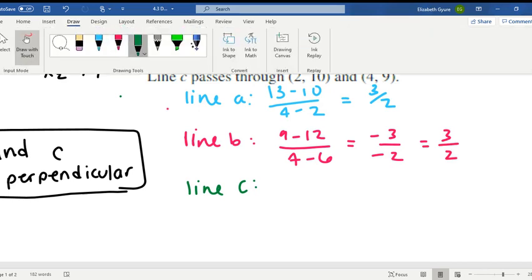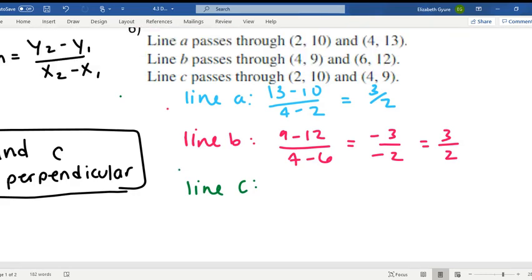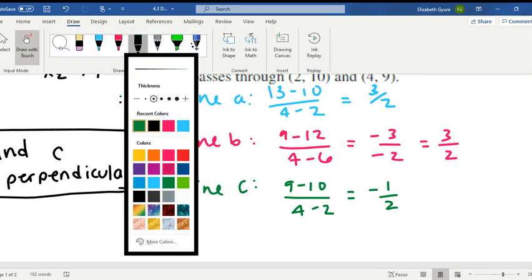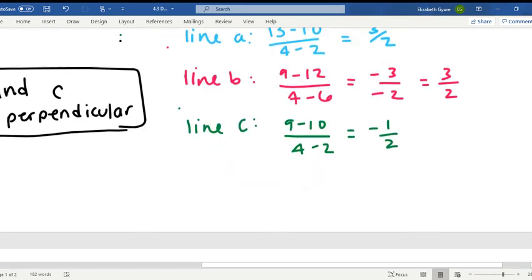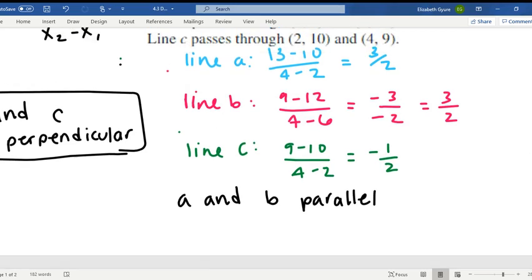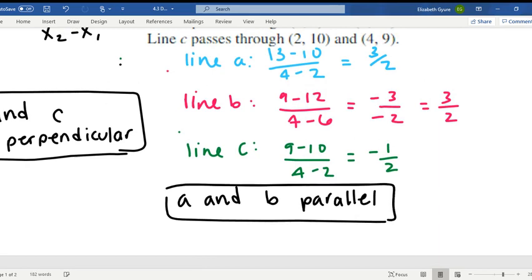Okay, so you should end up with 3 over 2 regardless. Good. And then line C. Jake Sanders, what about for line C? All right, 9 minus 10 on top. What about on the bottom? 4 minus 2, that'll give you negative 1 over 2. Anybody parallel here? Yeah, A and B are parallel. Good. So let's say that A and B are parallel. Anybody perpendicular? Any opposite reciprocals? No, this is it. A and B end up being parallel.